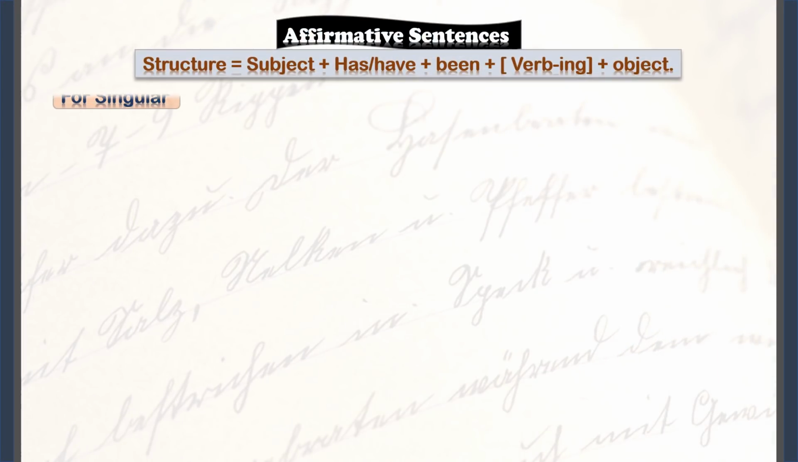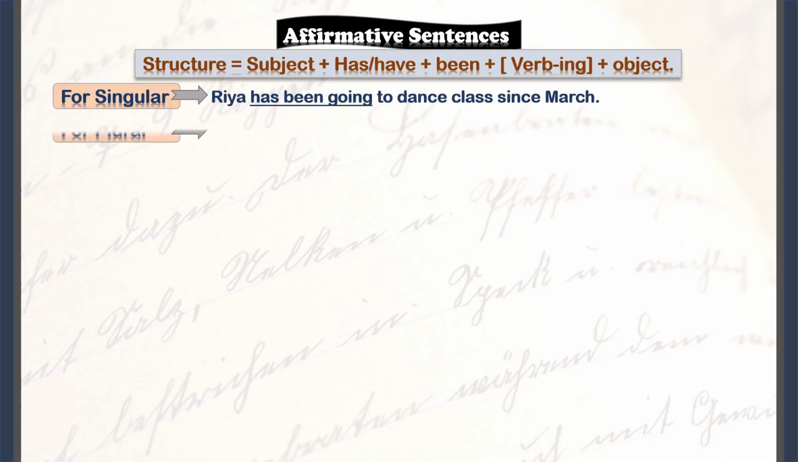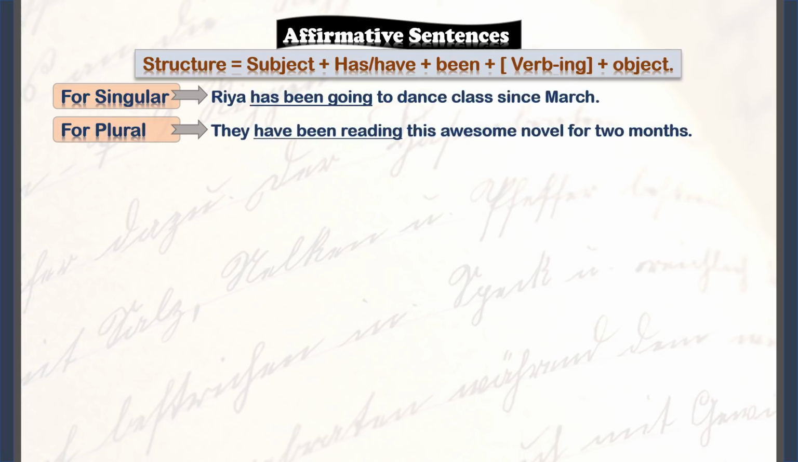Let us look at the types of sentences based on present perfect continuous tense. The first type is affirmative sentence. The structure is subject plus has or have plus been plus verb with ing plus object. Example for singular, Ria has been going to dance class since March. Example for plural, they have been reading this awesome novel for 2 months.